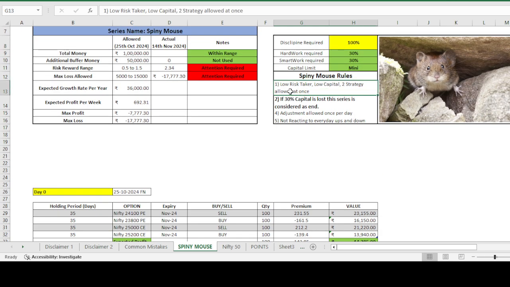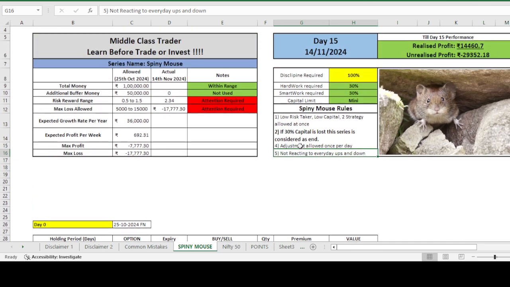These are the rules: low risk taker, low capital, two strategies allowed at once. If 30% capital is lost, then the series is considered ended, it's game over, so we need to be very careful. Adjustment is allowed once per day. We are not going to overtrade or react to everyday ups and downs. It means we are not going to take any trades based on panic or greed.